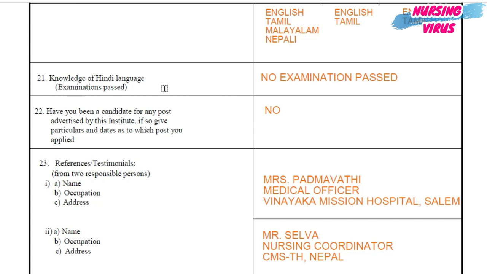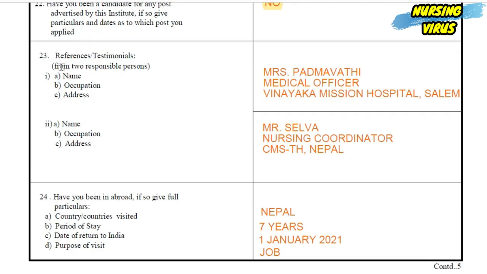Suppose if you have specially studied any Hindi language and you passed those examinations, you can write. And 22nd, have you been a candidate for any post advertised by the institution? If you applied before for any NIMHANS post, those details you need to fill in here. Since I have not applied, I put no. And the 23rd column.